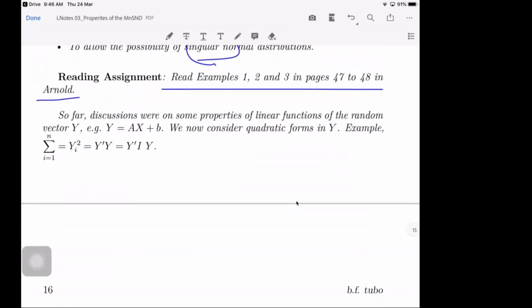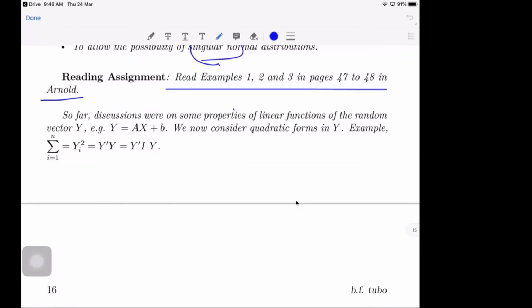Now, let's go to another transformation of your y. So far, ang atong mga properties na gitud-an are just properties of linear functions of a random vector. Now, what happens when we have the product or in quadratic form ang ato ang y?